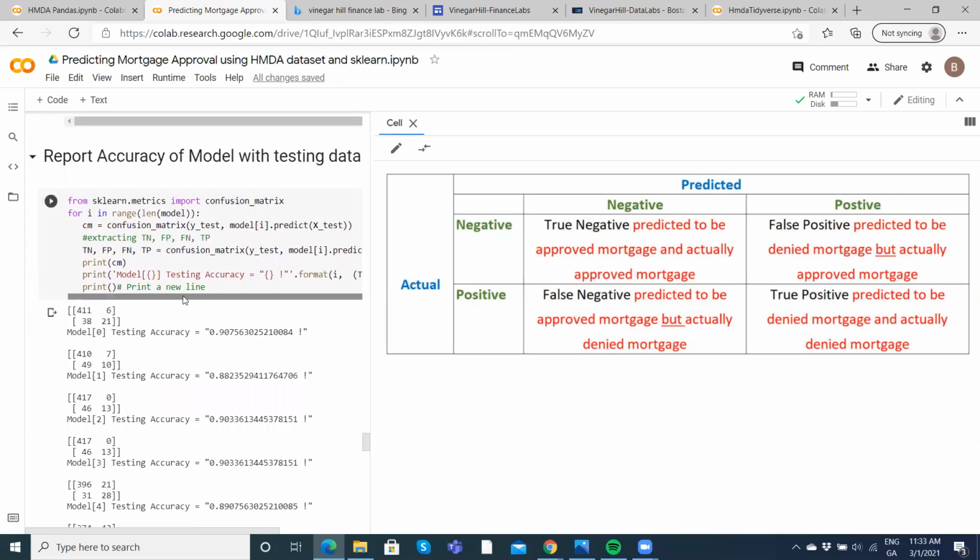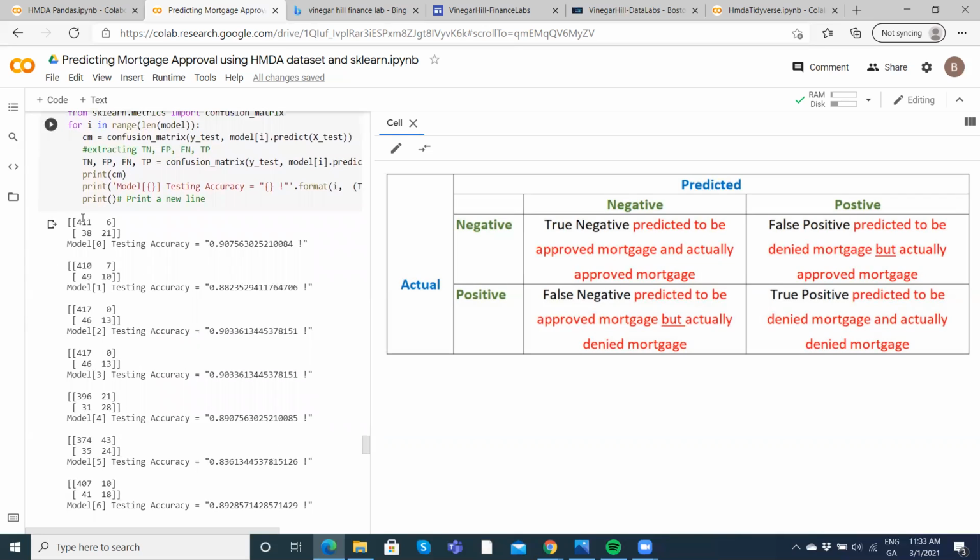And we've used confusion matrices here, where from our predictions a few things are going on. We have true positives, we have true negatives. We have false positives and we have false negatives. Okay, so true positives: out of the 476 in the testing data set, 21 were predicted to be denied mortgage and were actually denied.